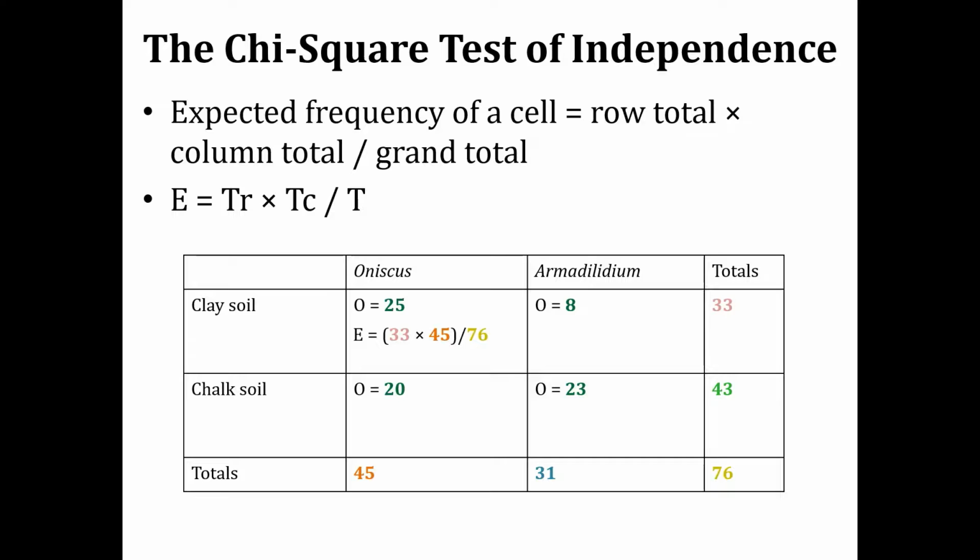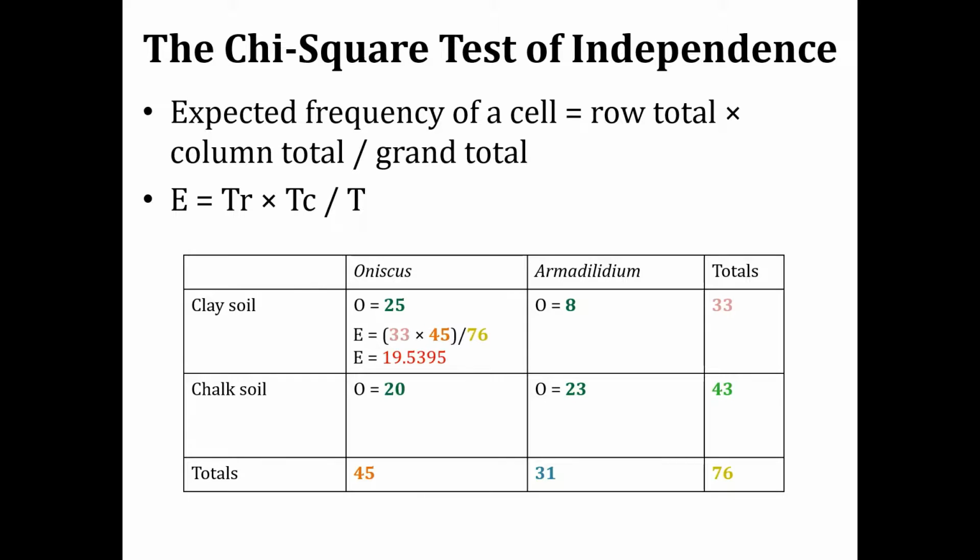Now, time to calculate the expected frequencies. For the first cell, which is Oniscus in clay soil, how are we going to calculate the expected frequency? 33 is the row total for this cell, and 45 is the column total for this cell. They are multiplied, and then divided by 76, which is the grand total. The expected frequency is 19.5395.